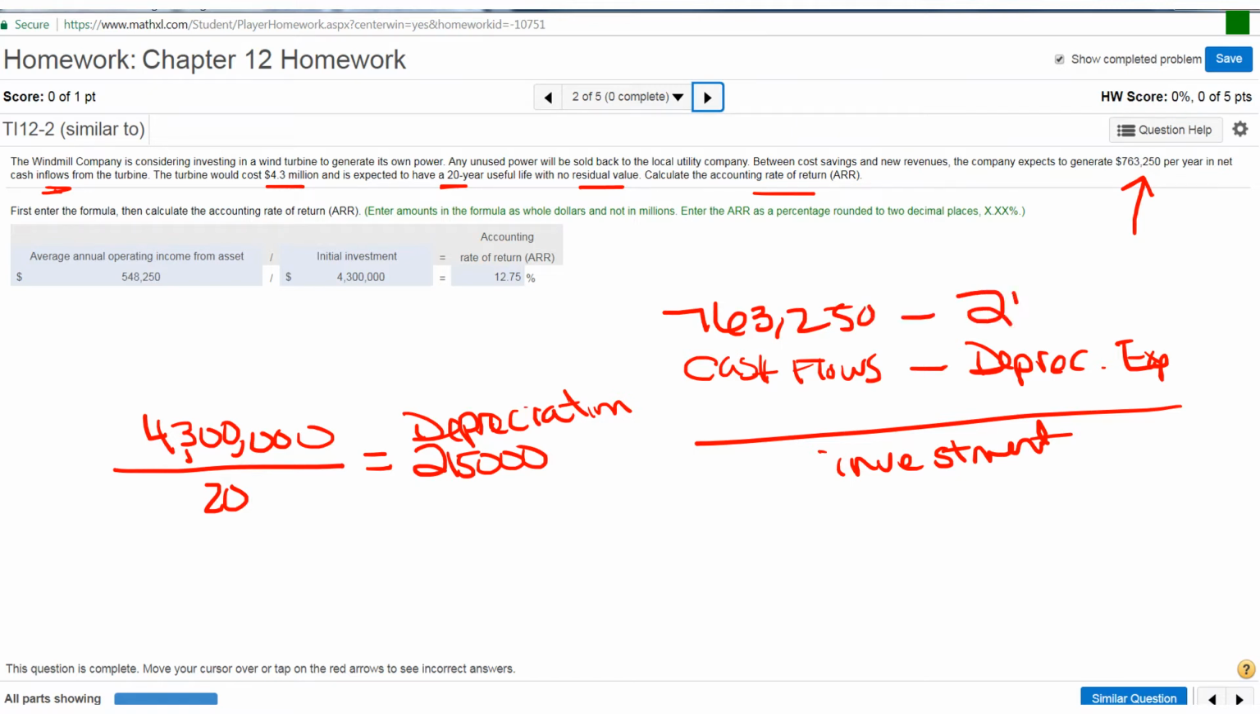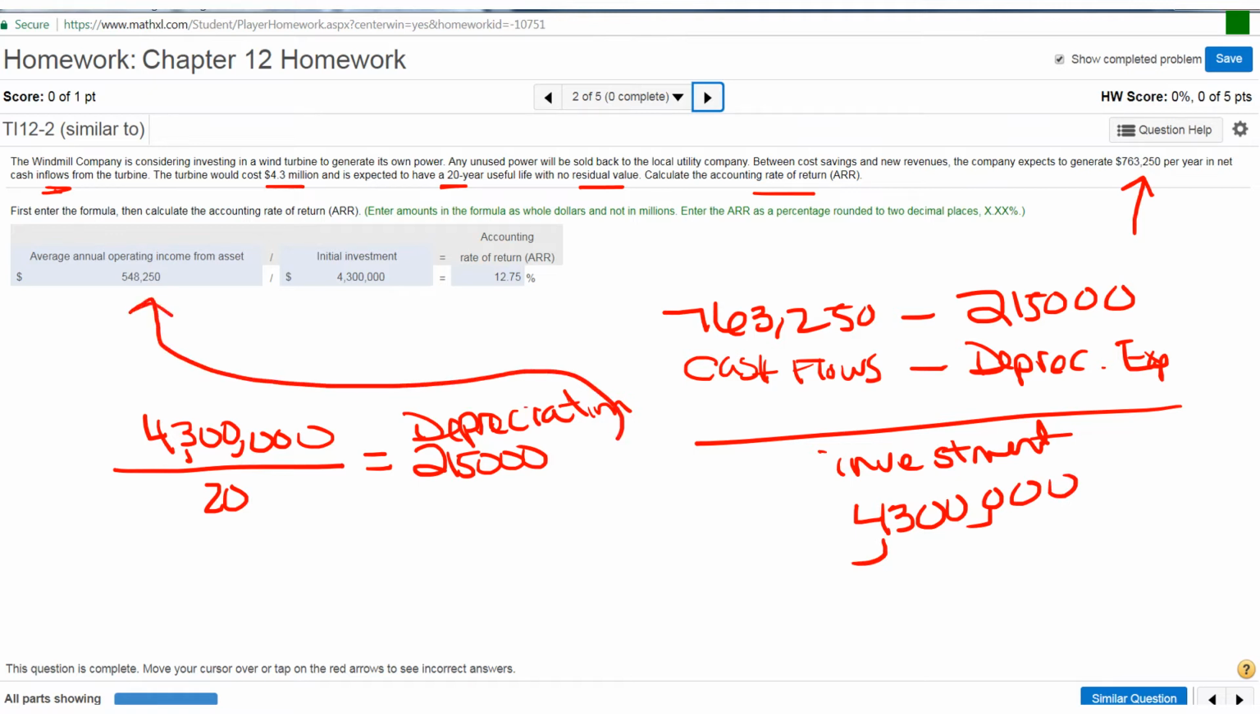So what you do then is you take that cash flows, which is $763,250. You're going to subtract out that depreciation, because remember depreciation is non-cash, and then you're going to divide that by the $4,300,000. So as you can see up here, you can see the numbers. Here's where they get the average income from the asset. That's that numerator. You've got your investment in the denominator, and that's going to give you an accounting rate of return right at 12.75%.